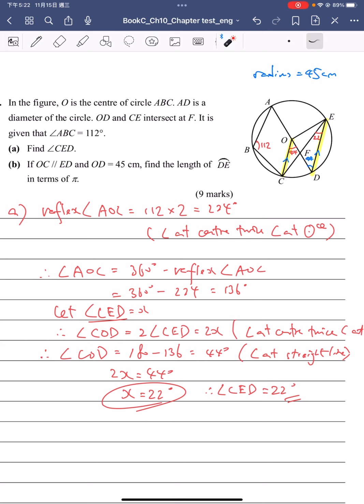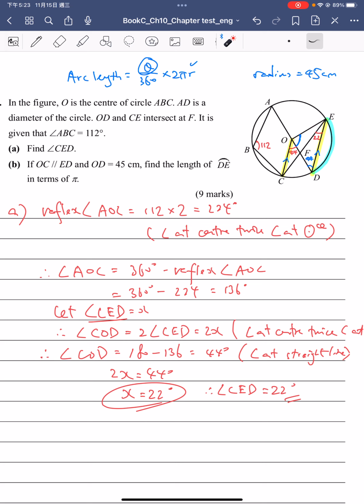Then we're trying to find the arc length of DE. If you want to find the arc length, it is equal to theta divided by 360 times 2 pi r. We have the r, so what we want is just theta, which is the angle EOD. As we have this equal to 22 and this equal to 44, the only thing we want is this small angle. If we get this small angle, we have to use the angle sum of triangle to get our final answer, isn't it?